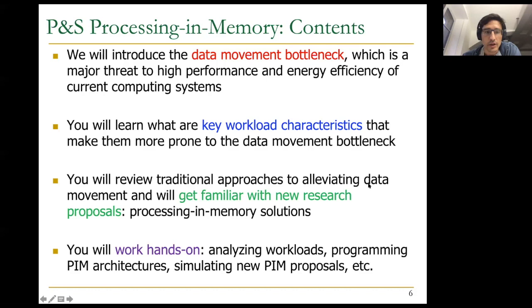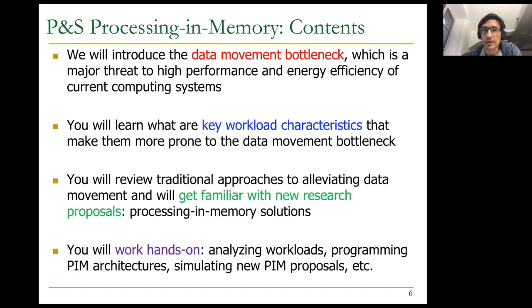And the last thing is that you will work hands-on, doing different things. That will depend on your project and on your preference. We are not going to talk about the possible projects today. We will do that in our next meeting, next Thursday. But for now, what I can tell you is that you will either analyze modern workloads, like, say, machine learning or graph processing, interesting workloads that we know are important these days.